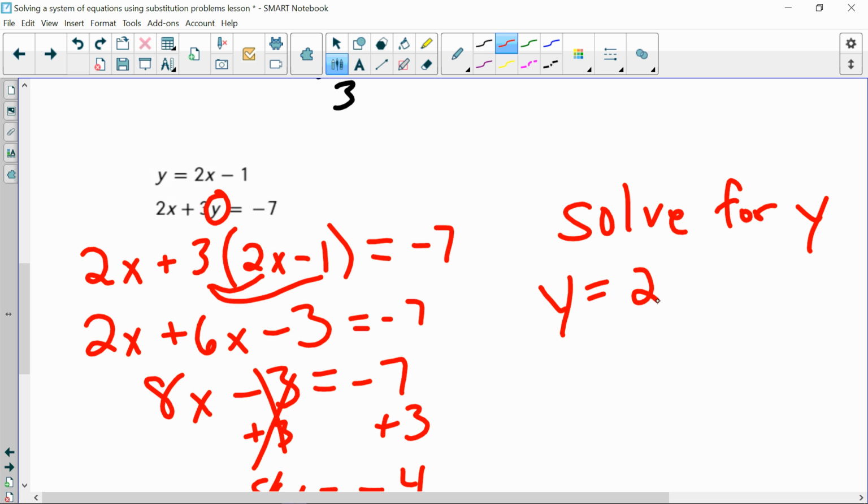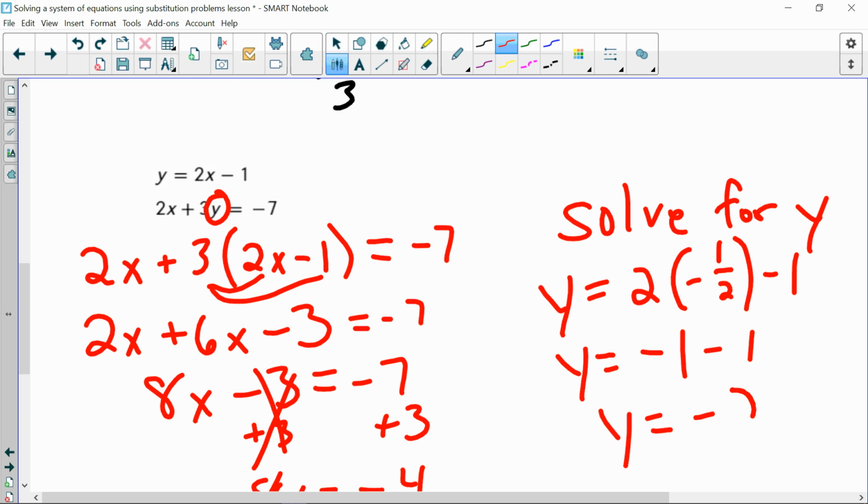2 doesn't go away. X is now -1/2. And then subtract 1. If you'll notice, these 2's are going to cancel out nice and easy. So that's kind of a hint that I probably did the math correctly when I go to solve for y and the 2's cancel out. You can do this in a calculator. You could change -1/2 to -0.5. That might be easier. So I'll say y now equals -1, subtract 1, y equals -2.